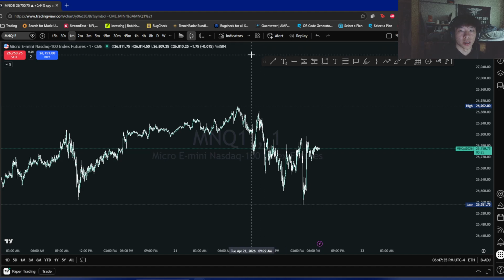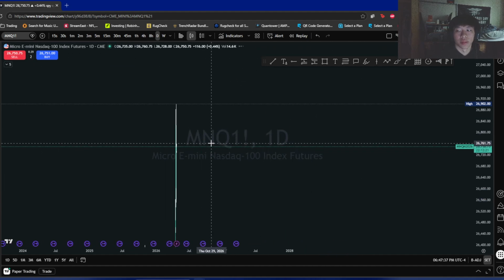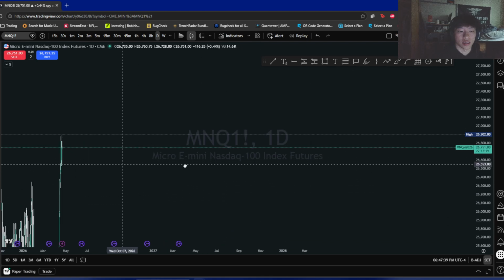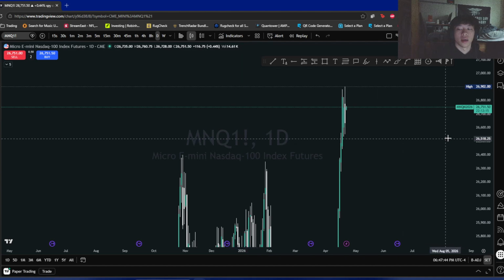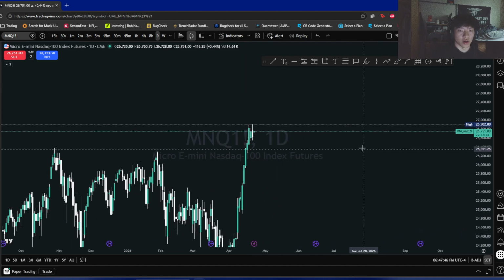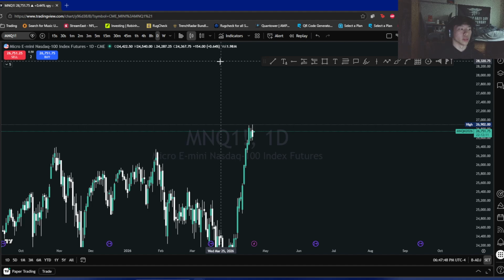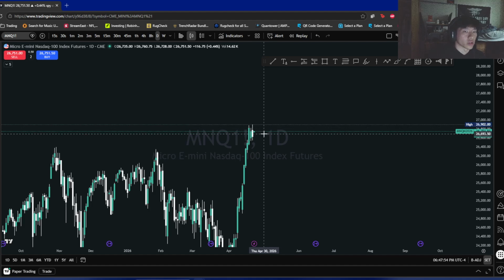So let's take, for example, it is currently today, Tuesday, and we want to find our bias for Wednesday. Great. So, how to find your bias? I like to start on the daily time frame. We don't really need the weekly time frame because we are day traders. We trade on the 5 and the 1, and the weekly is more for swing traders, okay?